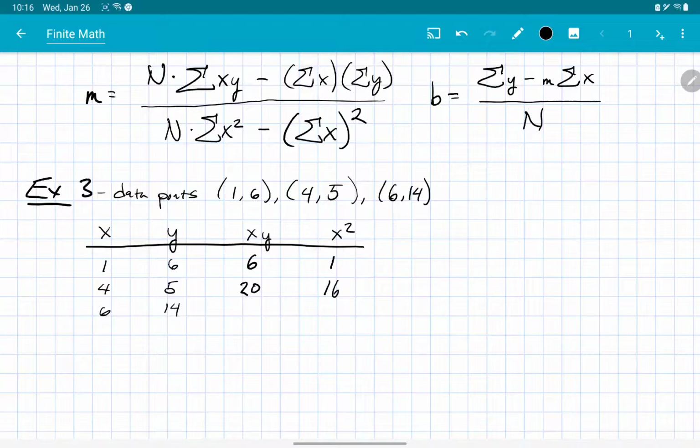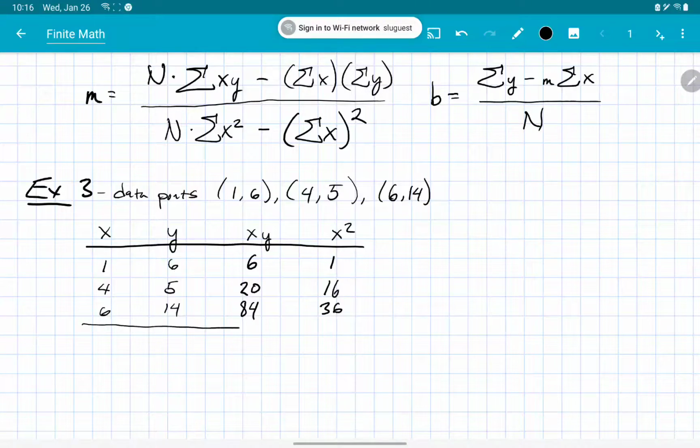In the next row, I take 6 times 14. Well, 6 times 7 is 42. Double that will be 84. So that's an 84 for 6 times 14. And then X squared here is 36.